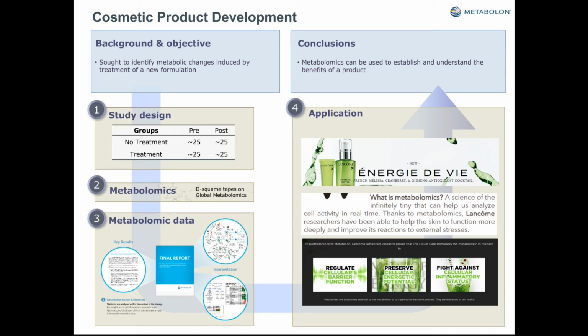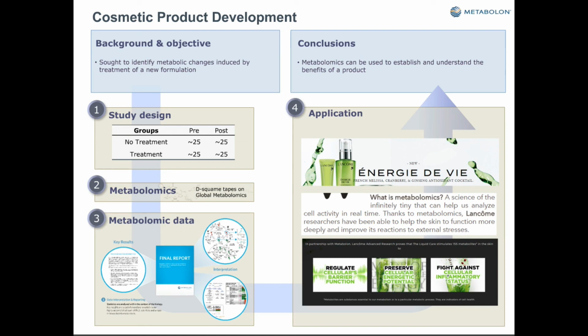So in this study, the subjects received no treatment or treatment with a new formulation, and samples were collected at pre and post time points. Once again, we have around 25 individuals per group. For this study, instead of biopsy, the stratum corneum was collected using D-Squame tapes and run on the global metabolomics. The study director will interpret the data, and the deliverables from the global metabolomics include the statistical heat map, biochemical pathways, as well as interpretation.